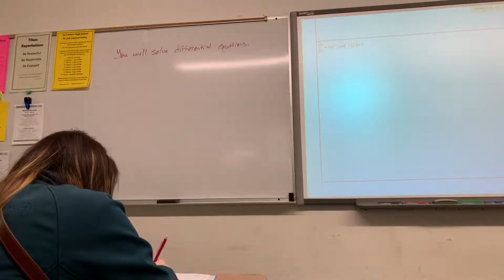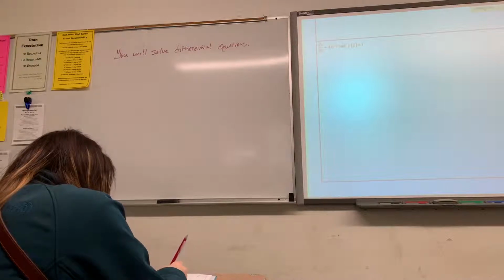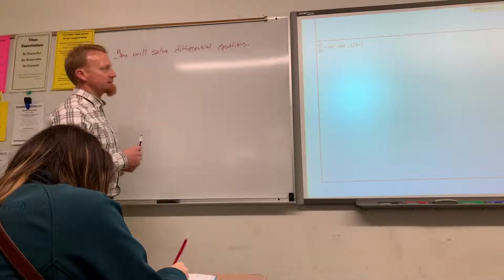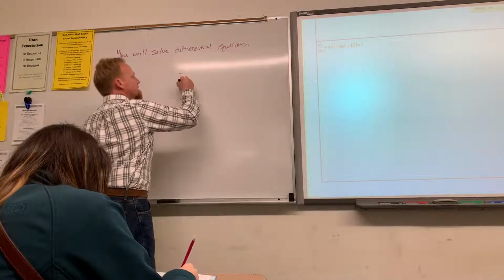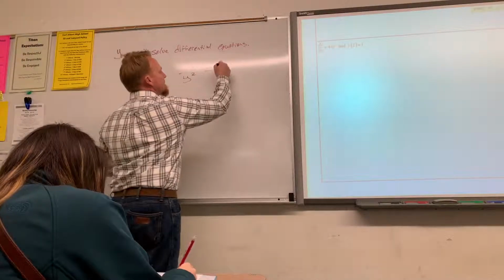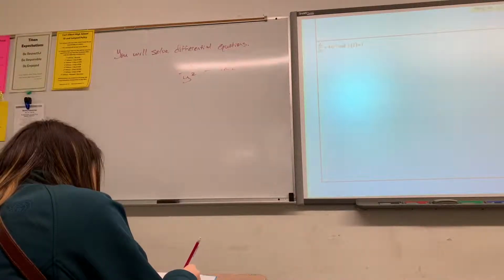All right, dy over dx equals 4x y squared, y of 2 equals 1. So what do we do to get started? Separate. So what's the left side look like? dy over y squared. The right side? 4x dx.